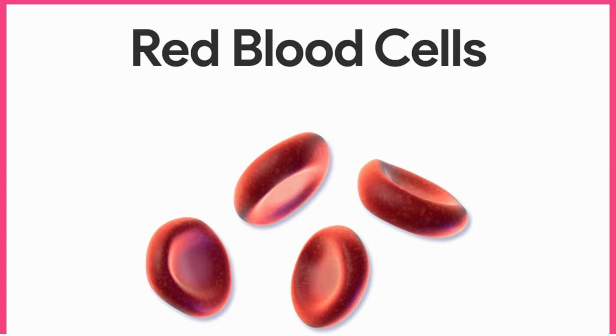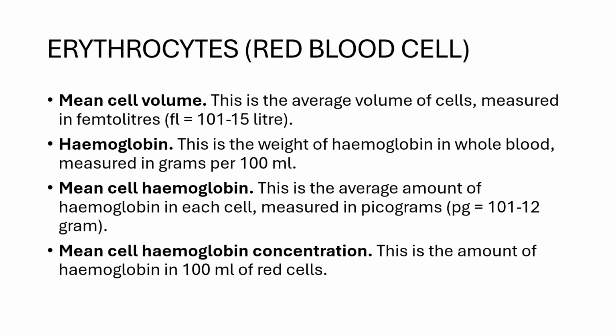So this is a diagram of a red blood cell that is circular in nature, concave, and non-nucleated. So for the erythrocytes, they may want to check the mean volume.